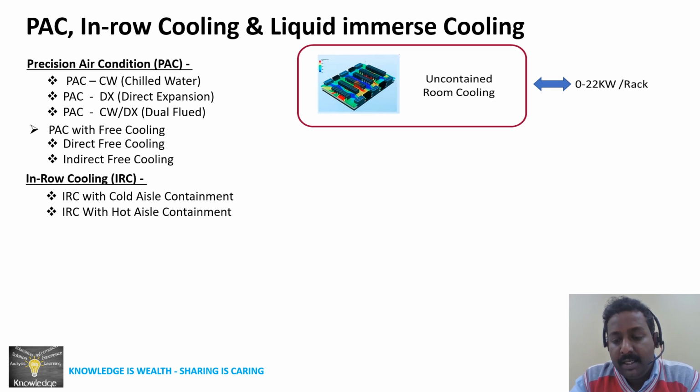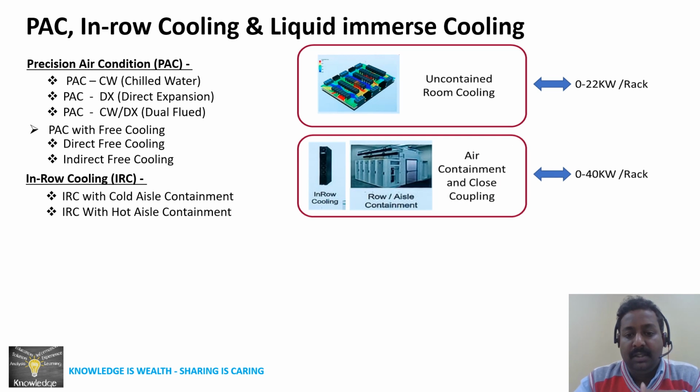And next is indoor cooling, where the indoor cooling IRC units are located parallel to the racks. With hot or cold containment, there is IRC with cold aisle containment and IRC with hot aisle containment. This IRC is placed very near to the rack, parallel to the rack. So obviously the airflow requirement is much less compared to PAC units, and this reduces the fan capacity needed to meet the required CFM level. With this IRC cooling, we can load up to 40 kilowatt per rack in our labs and data center.